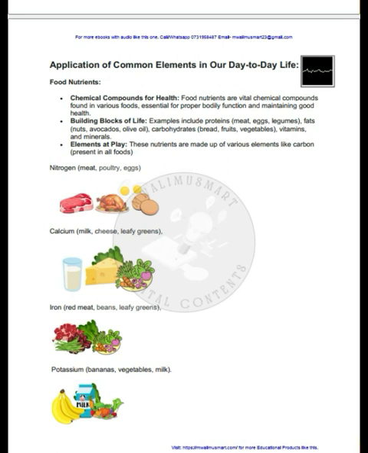Application of common elements in our day-to-day life. Food nutrients: chemical compounds for health. Food nutrients are vital chemical compounds found in various foods, essential for proper bodily function and maintaining good health.